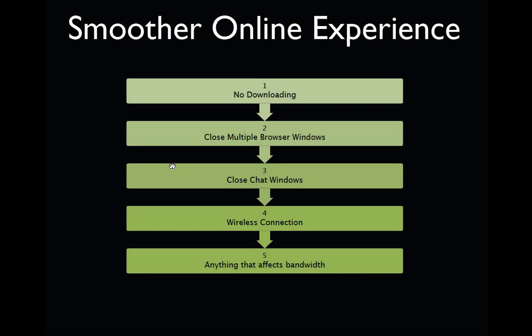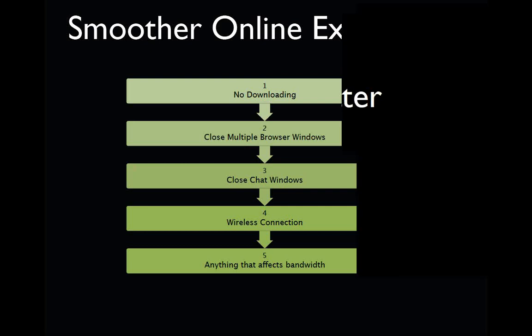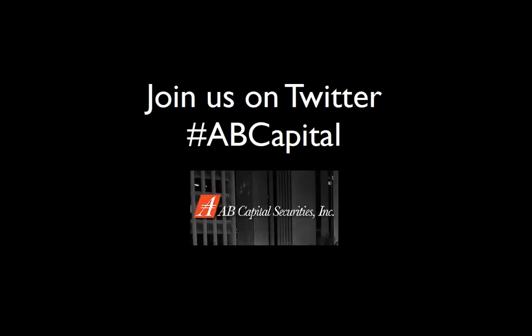Now, lastly, for a smoother online experience, please no downloading or streaming any videos. Please stop or close them for the session, as well as any chat windows or multiple browser windows. And yes, you can attend with a wireless connection, but it would be recommended to connect with a LAN cable, and turn off or disable any programs that will use internet bandwidth. Lastly, please join us on Twitter land, as I would call it, and the hashtag is AB Capital.